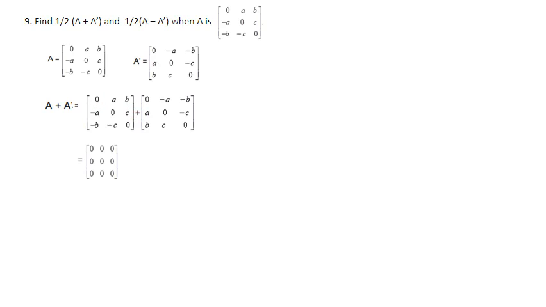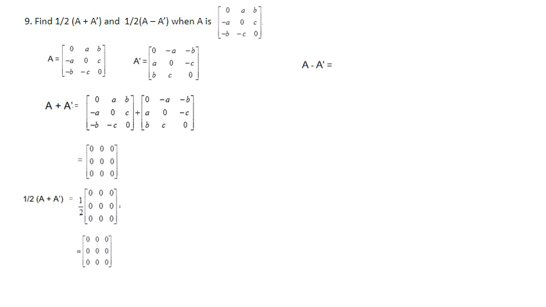Then add the corresponding terms. 0 plus 0, that is 0. a plus minus a, that is 0. b plus minus b, that is 0. Minus a plus a, 0. So when you add the corresponding terms, you will get this answer. Then we go for calculating 1 by 2 into (A plus A transpose). A plus A transpose is already here, we have to divide by 2. So 1 by 2 into (A plus A transpose) is equal to, just keep 1 by 2 outside, and multiply it with this matrix. If any scalar is multiplied with the 0 matrix, it remains the same, 0 0 0, you will get a 0 matrix.